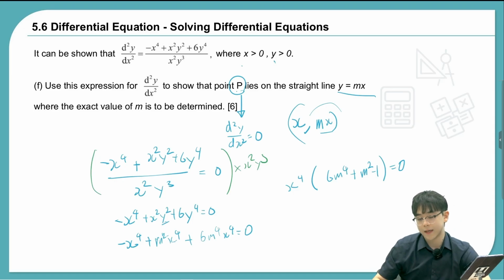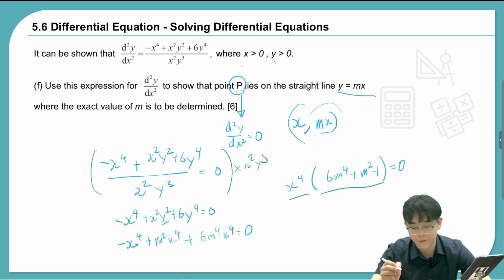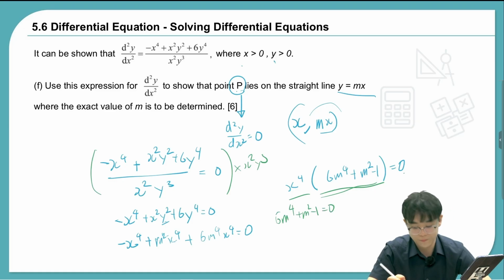And since x is greater than 0, it cannot be 0, right? So using null factor law, if the product of x to the power 4 and this expression is 0, then at least one of them, this one, has to be 0. So we're now solving for 6m to the power 4 plus m squared minus 1 equals 0.